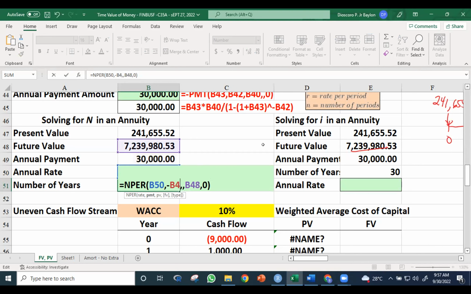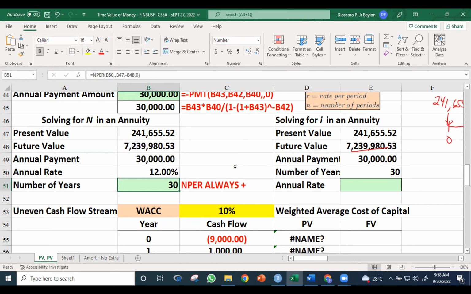So if we use instead, let's not use the PMT, but rather let's use the present value, which is 241. The future value should be a negative, to make sure that the syntax works properly. Had we used the present value and the future value, let's see what we get. We also get 30. So they're all equivalent values. Remember, there's only one cash flow, and the original cash flow is the annuity of 30,000.